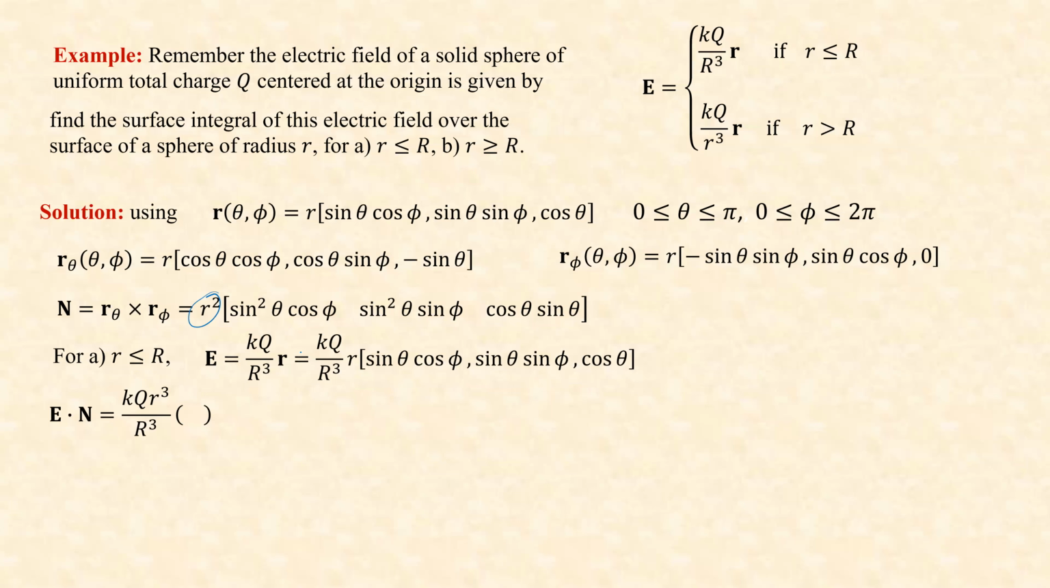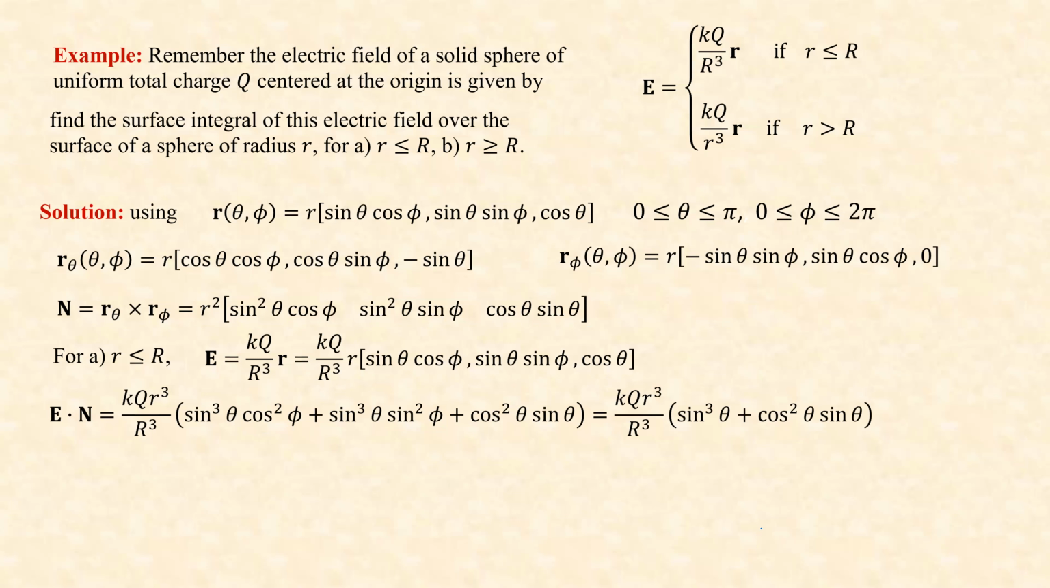So what is E dot n? First you multiply this by that, and then the other parts: this times this, plus this times that, plus this times that. So it becomes kq over R cubed times r cubed. The first, sine squared theta cosine phi times sine theta cosine phi, becomes sine cubed theta cosine squared phi. The second times the second becomes sine cubed theta sine squared phi. The third times the third becomes cosine squared theta sine theta. Again, sine cubed theta can be factored, and sine squared phi plus cosine squared phi becomes one. So this reduces to sine cubed theta plus cosine squared theta sine theta.